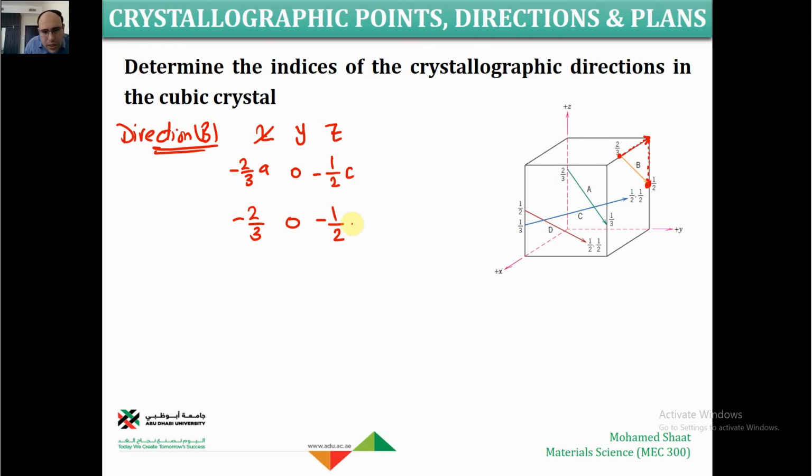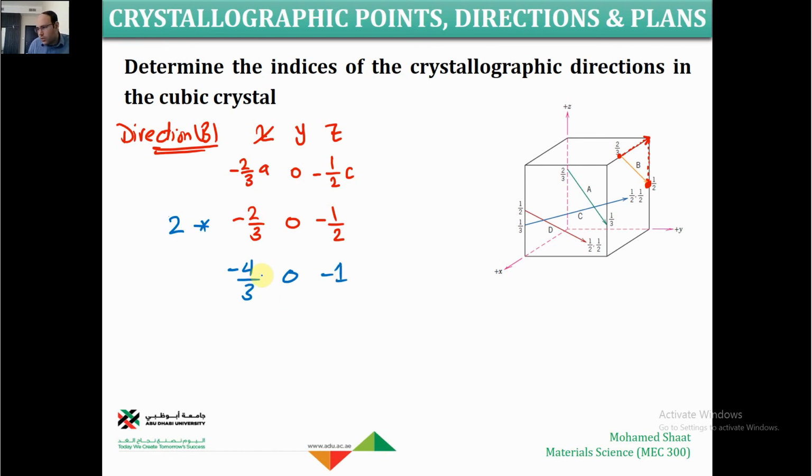So what is the smallest denominator here? We don't have either 2 or 3. So the smallest of them is 2. So we're going to multiply all these indices times 2 first. But remember, this will not necessarily give all of them integers at once, as I'm going to show you. If we multiply times 2, this is going to give us negative 4 divided by 3, right? This is going to give us also 0, and here we're going to end up with negative 1.